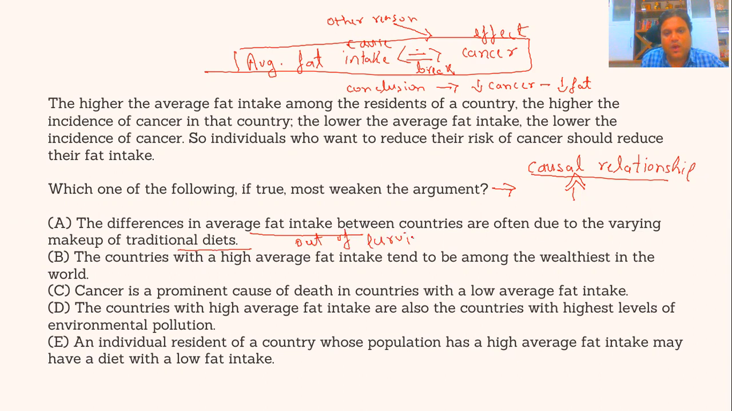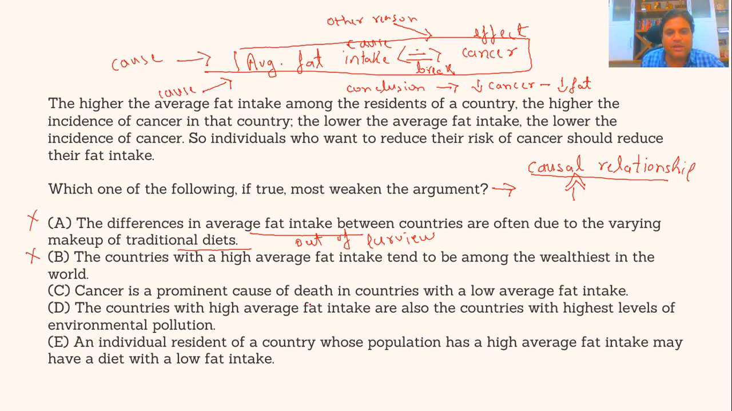This simply tells that why a few countries have higher fat intake. It is because of traditional diet. So perhaps the cause of average fat intake is given. One gives the cause of average fat intake because of traditional diet, but it doesn't break my link. So not the answer. B: The countries with a higher fat intake tend to be among the wealthiest in the world. Once again, another reason for higher fat intake is given. Similar to A, another cause of average fat intake is given. So this can't be the answer.